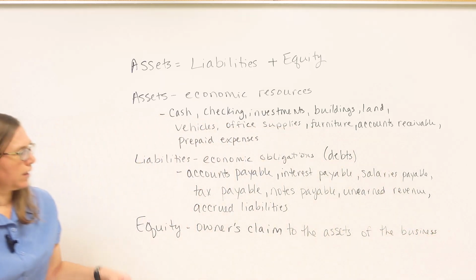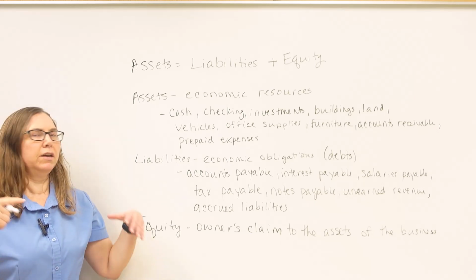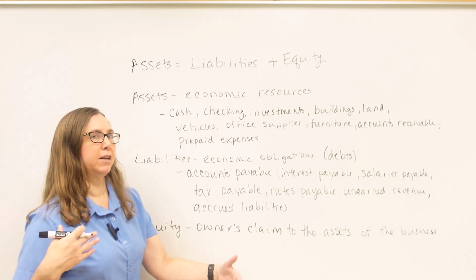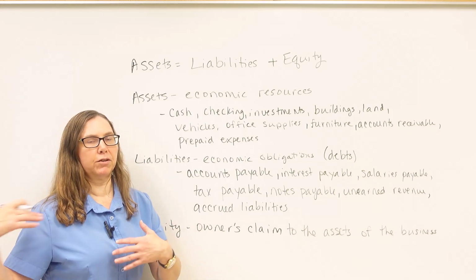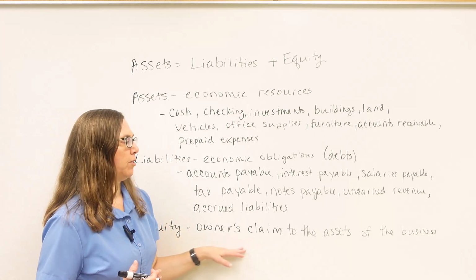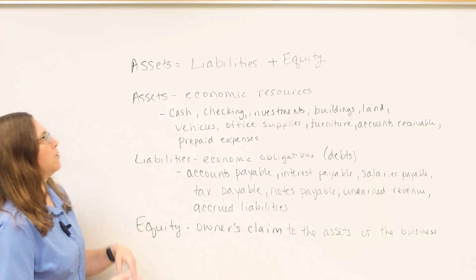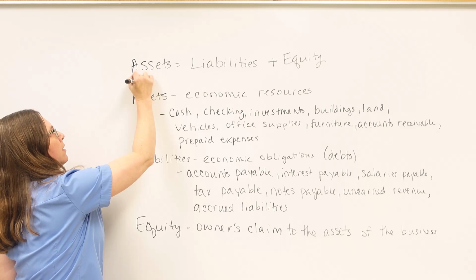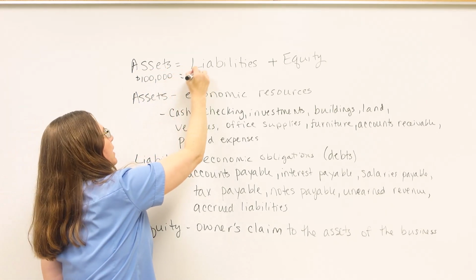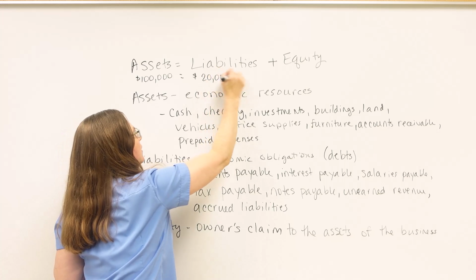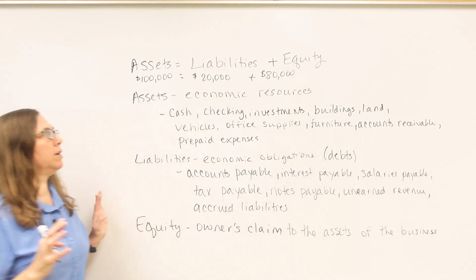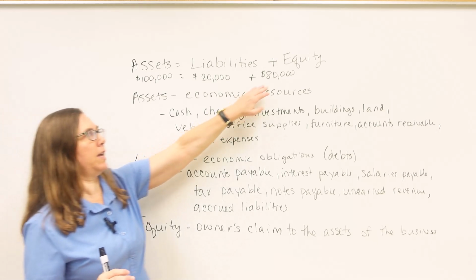So you might see it called capital, you might see it called equity, owner investment. There's a lot of different terminology that you might see, depending on whether you're looking in a software, in a book, or online. But it's basically just the equity or the owner's claim. So for example, if this company had $100,000 in assets and they had liabilities of $20,000, that means their equity, the owner's claim to the assets of the business right now, is $80,000.